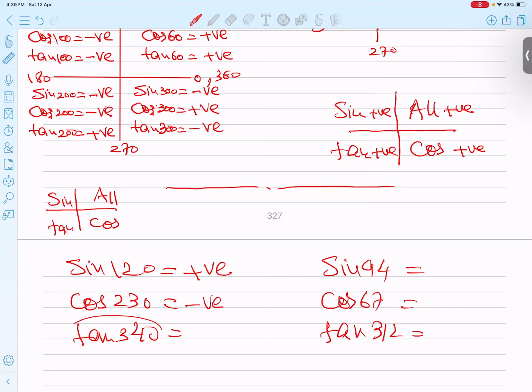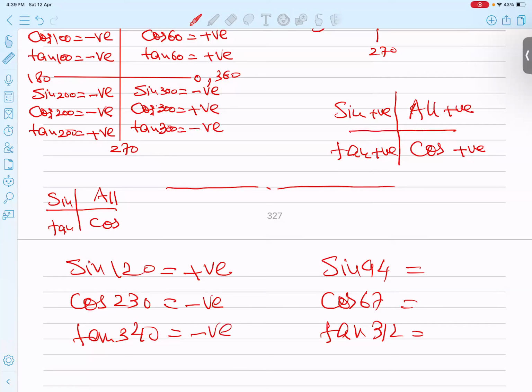So let's talk about 340. 340 is in the fourth quadrant, close to 360. In the fourth quadrant, cos is positive. But what about tan? For 340, tan is confirmed negative. So we will answer negative.